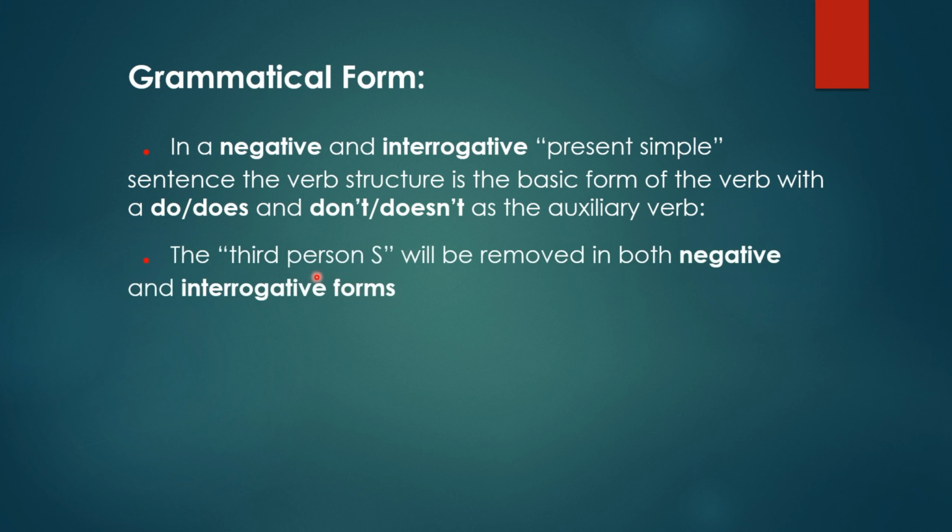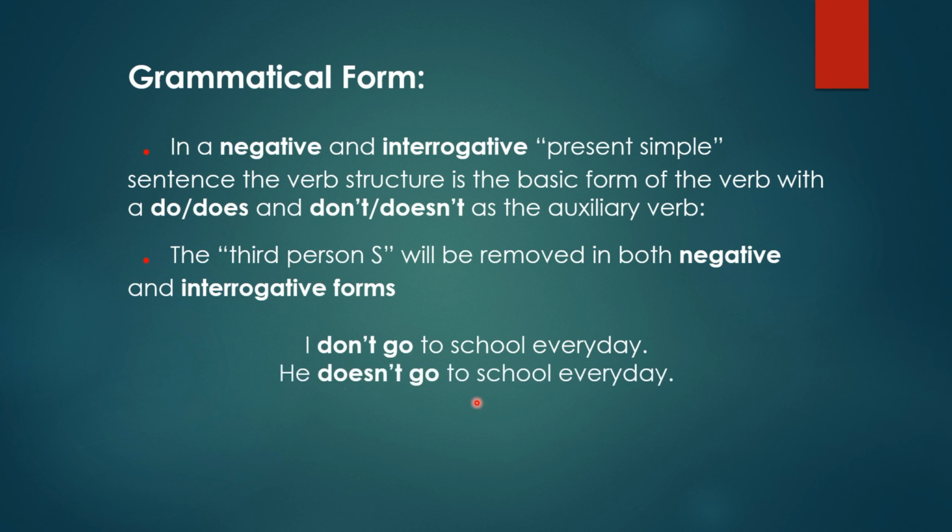In any case, when you are making a negative or a question form of present simple, the third person S will be removed. Like, I don't go to school every day. This is a negative sentence, while the affirmative sentence was, I go to school. A don't goes before the main verb as the auxiliary. Or he doesn't go. As you see, the third person S is removed, and he doesn't go to school is the final negative sentence.